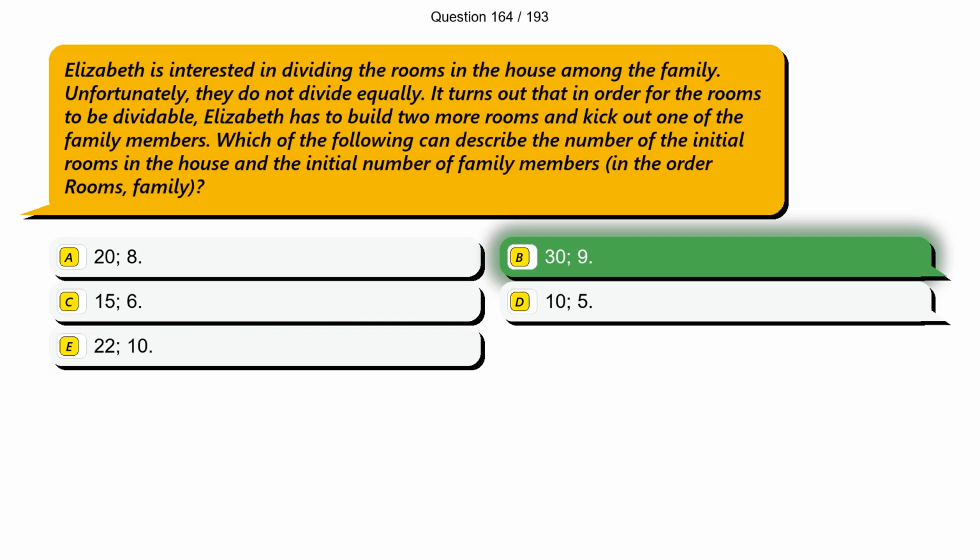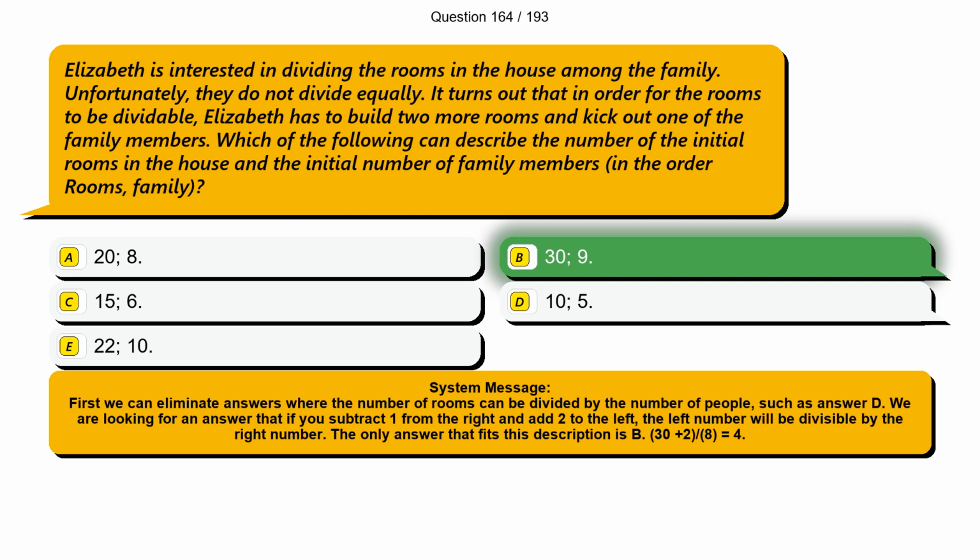The correct answer is option B, 39. First we can eliminate answers where the number of rooms can be divided by the number of people, such as answer D. We are looking for an answer that if you subtract 1 from the right and add 2 to the left number will be divisible by the right number. The only answer that fits this description is B, 30 plus 2, /8, equals 4.